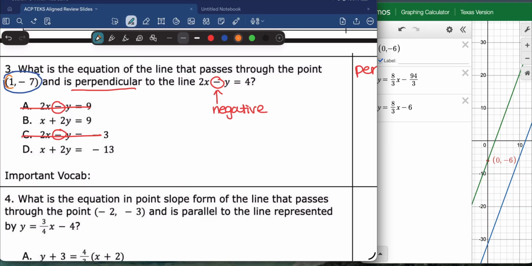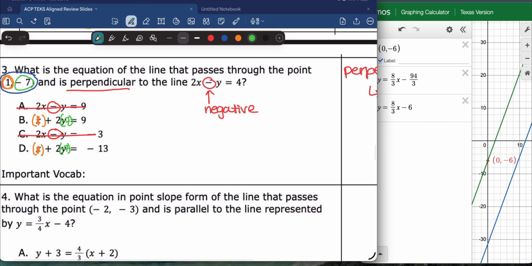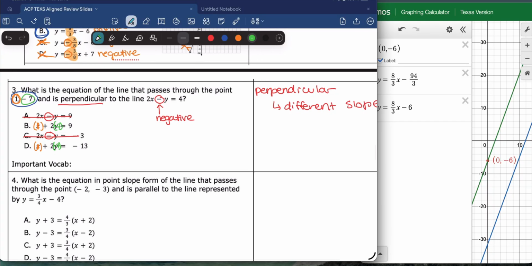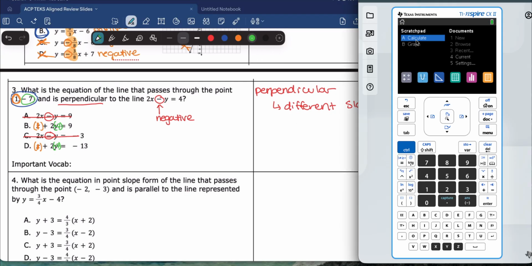My x is 1, so anywhere I see x, I'm going to put parenthesis, 1, parenthesis. Now, my y is negative 7, parenthesis, negative 7, parenthesis. I'm going to plug those into, drum roll, true, false. Very good. I know y'all knew it.